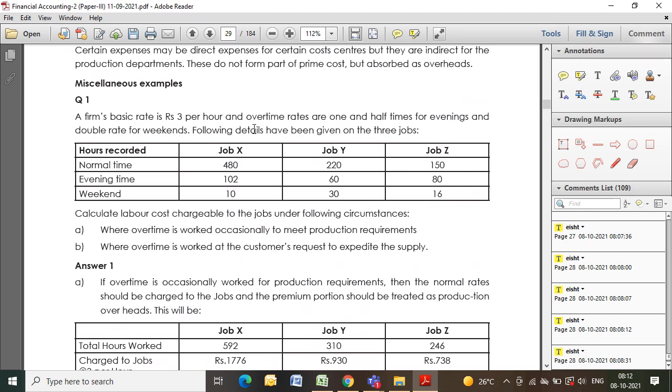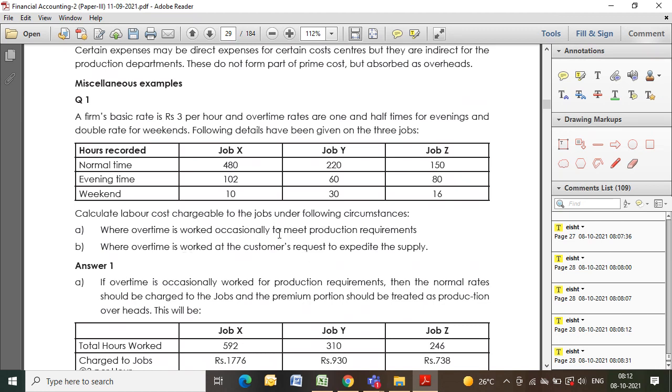Basic rate is 3 per hour. Overtime is 1.5 times for evenings and double rate for weekends. Following are the details. So there is a normal time here. There is an evening time here, which is 1.5, and then there is a weekend time, which is double, 2 times the rate. Calculate the labor cost which is chargeable under the following circumstances, where overtime is worked occasionally at customer request.